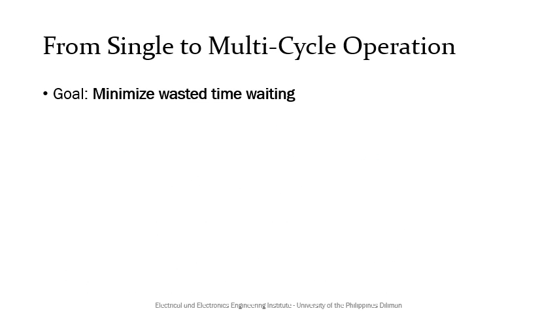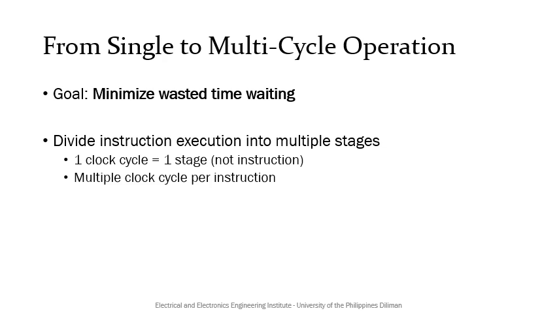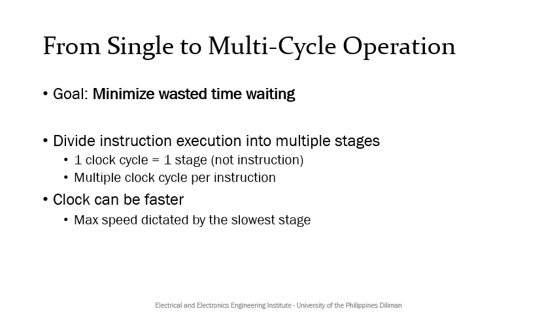The goal of multi-cycle operation is to minimize the wasted time waiting in the data path. To do this, we can divide the instruction execution into multiple stages. We will then allot one clock cycle per stage and not per instruction. This leads to one instruction being executed over multiple clock cycles. With this approach, the clock can be made faster as we are operating on a per execution stage basis. However, this time, the maximum clock speed or minimum clock period will be dictated by the slowest stage.